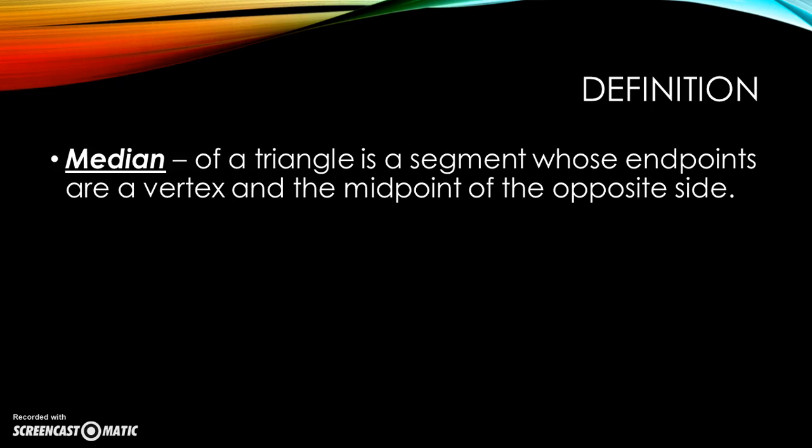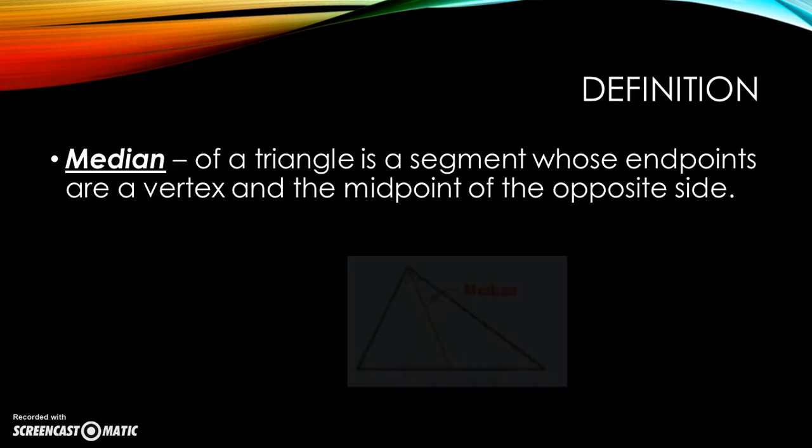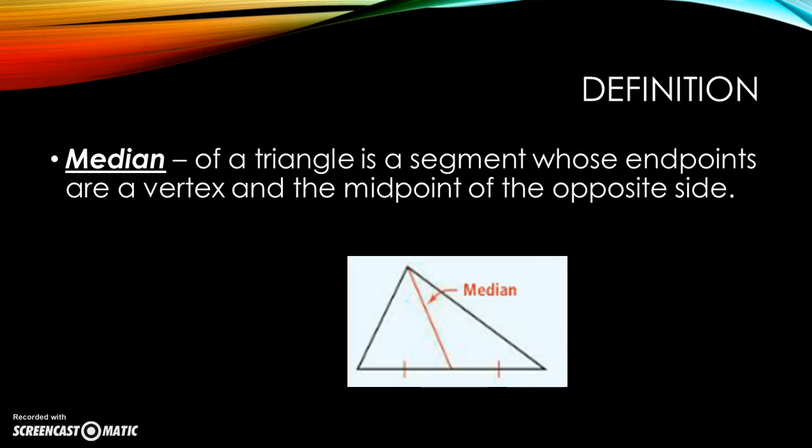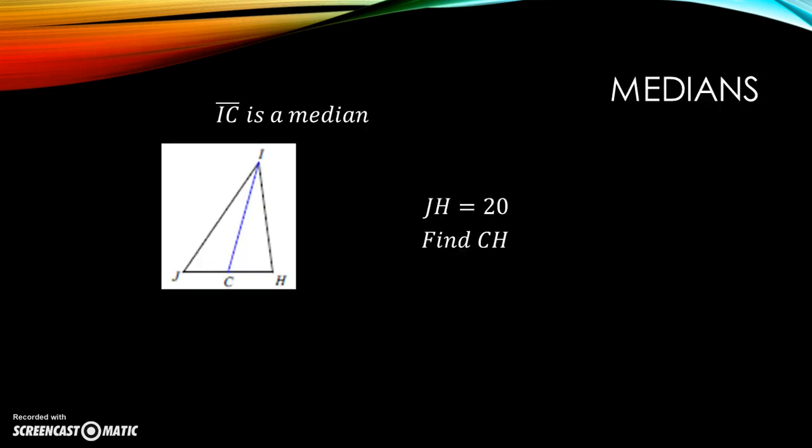A median connects from a vertex to the midpoint of the opposite side. So the midsegment cuts through the middle of the triangle. The median cuts the triangle almost in half. What's special about a median is that it cuts the segment in half. So JC and HC are the same. So if I know that JH, the whole thing, is 20, then one of the halves is just 10.